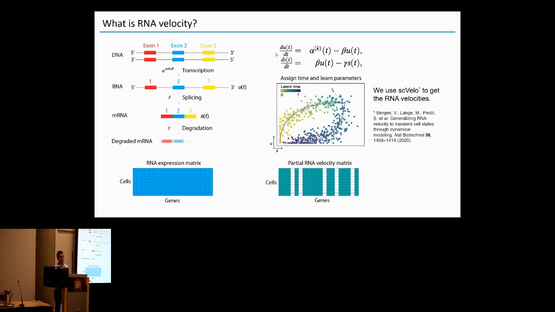So what we end up with here is a partial RNA velocity matrix, because we don't have information on the velocities for all the genes, only the genes for which we have quality control over the number of spliced and unspliced counts. But I will show that we can use our model to recover all of the velocities.